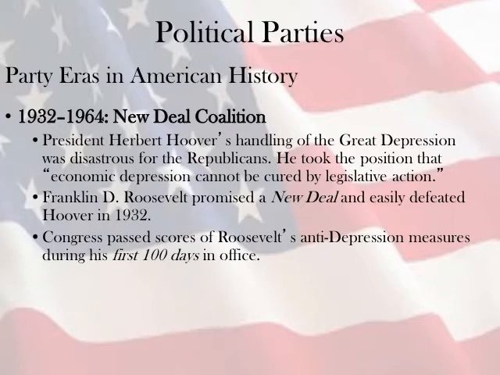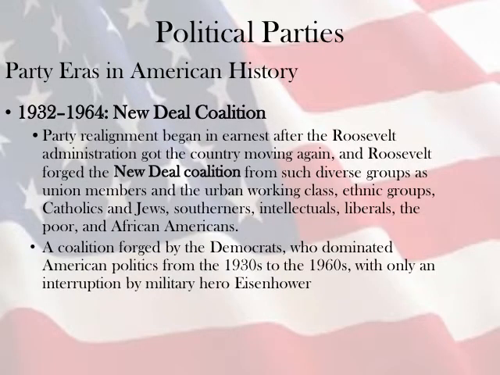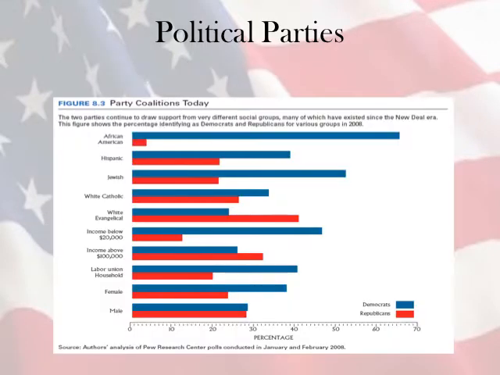Congress passed scores of Roosevelt's anti-depression measures during his first 100 days in office, basically the alphabet soup of the New Deal. Now, party realignment began in earnest after the Roosevelt administration got the country moving again, and Roosevelt forged the New Deal coalition from such diverse groups as union members, the urban working class, ethnic groups, Catholics and Jews, Southerners, intellectuals, liberals, the poor, and African Americans. A coalition forged by the Democrats who dominated American politics from the 1930s to the 1960s, with only an interruption by military hero Eisenhower as a Republican.